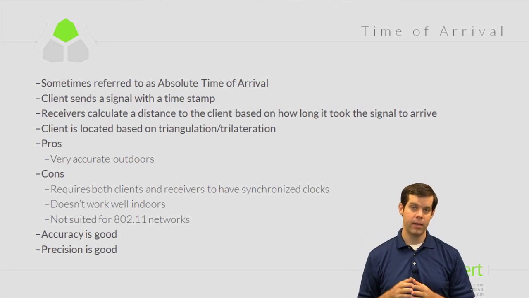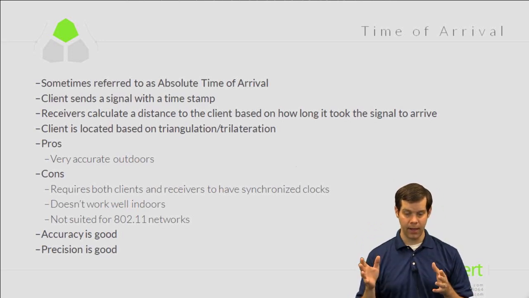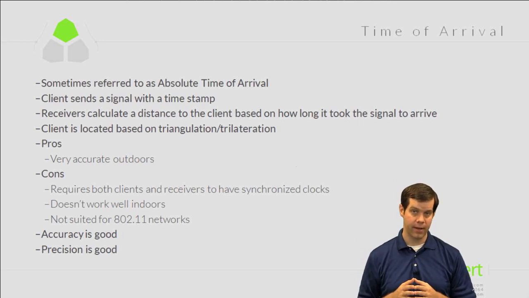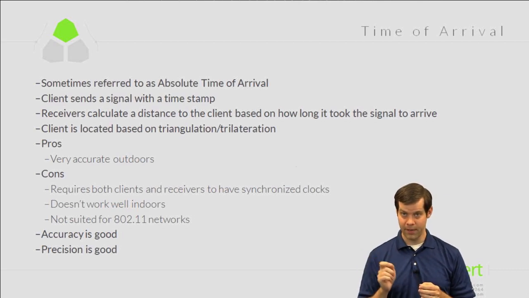The cons though, you need both the client and the APs or the receivers to have clocks that are very synchronized with each other. I mean, it has to be super synchronized because 1 millisecond at the speed of light is a very large distance. So both clients and receivers have to be synced up. Doesn't work well indoors, again, and another not suited for 802.11. So really doesn't work in our networks, not something that Cisco supports. Accuracy, precision, very good when you're outdoors, but again, not a method that we could ever use, but something you need to know possibly for the exam.